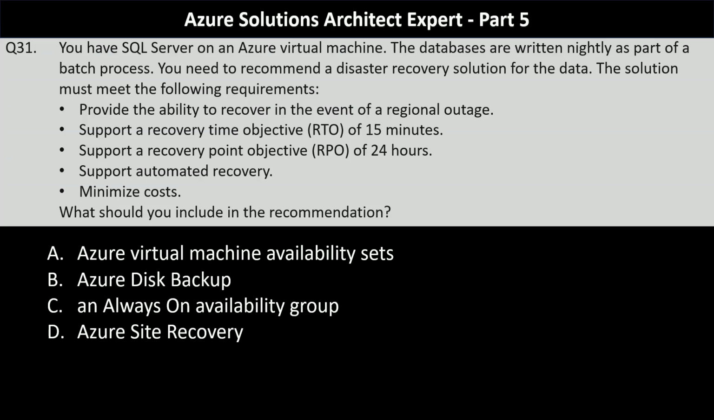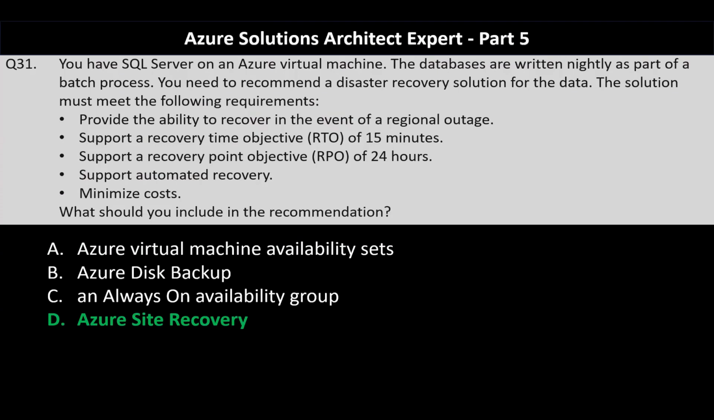Friends, the right Azure service for this use case would be option D, Azure Site Recovery. Whenever there are such questions which are very data driven and it's not possible to remember everything, then apply elimination approach. So the first option, availability sets only ensure that VMs within the same region are spread across different fault domains and update domains. They do not protect against regional outages, so it can be ruled out.